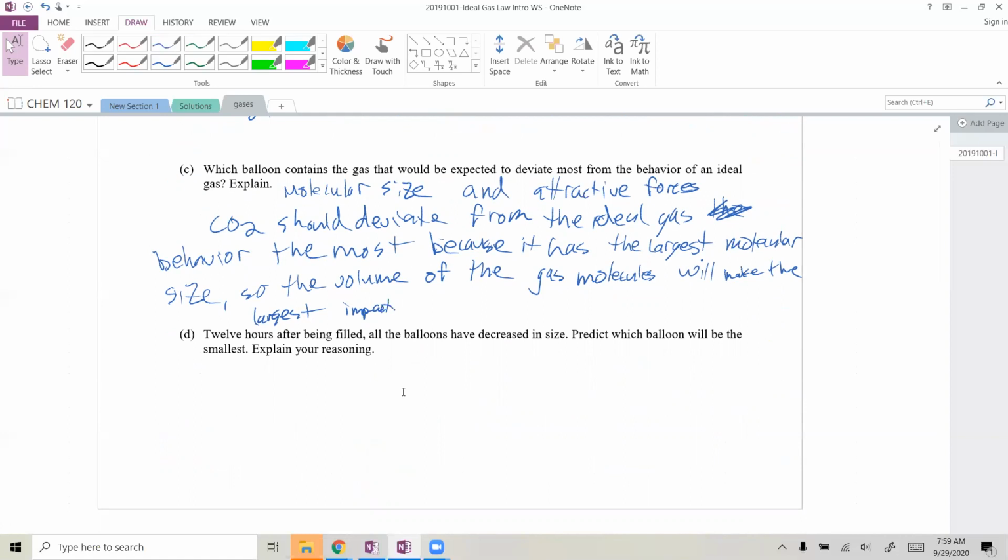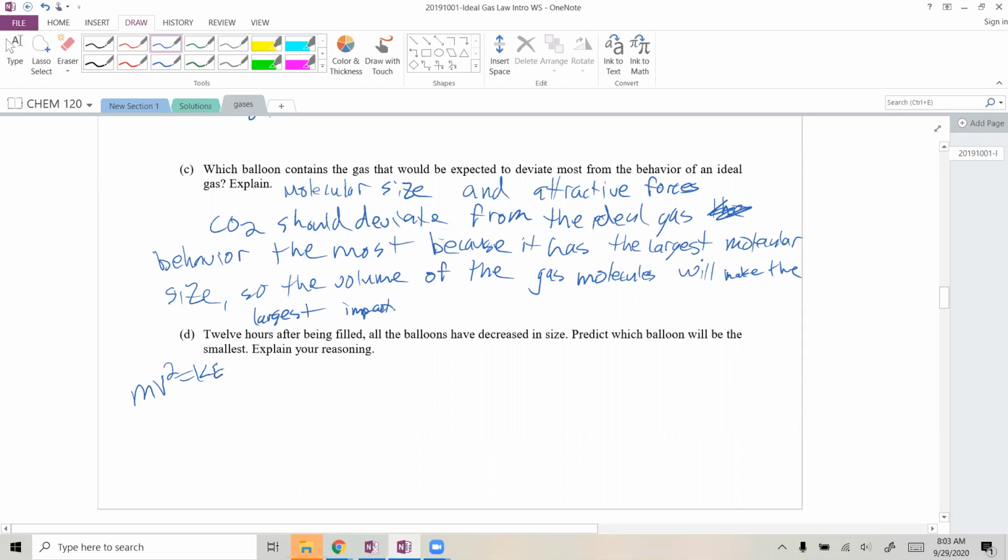So, predict which balloon will be the smallest. And so we can think about this. Now, our particles are moving around, and so we can kind of think about, well, which one is going to matter the most? Now, there's a law that you can be looking at for this, but we can also think about it in terms of the speed that they move around. And so we can think about what we know about the movement of our particles. So we know that the larger their mass is, or their molar mass, then the slower the velocity is going to be at the same kinetic energy.